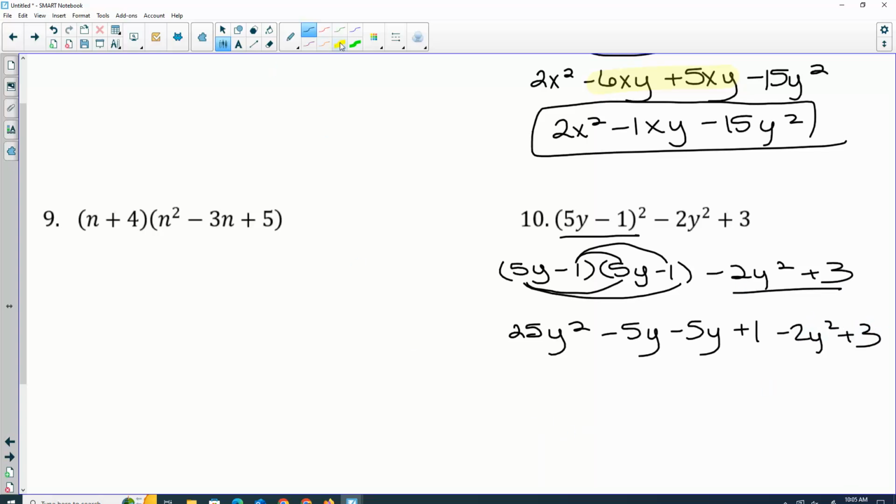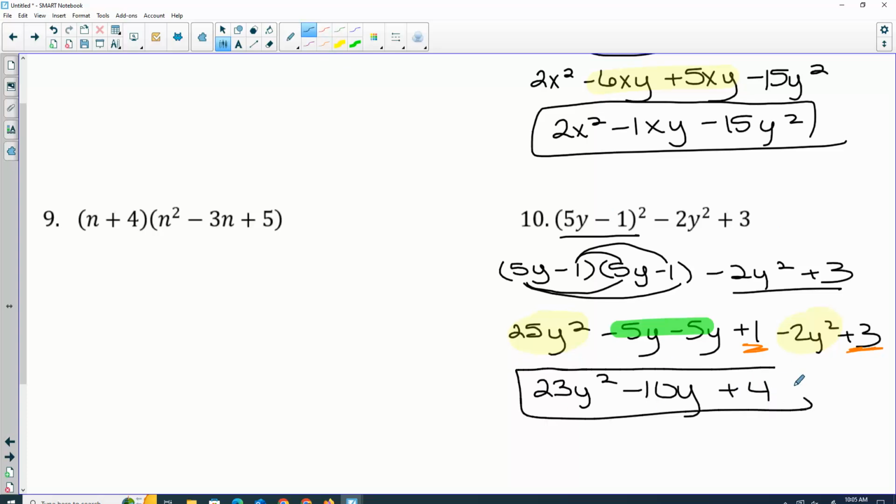So now we look for like terms, things that are the same. 25y squared and -2y squared. So 25 minus 2 is 23y squared. -5y plus -5y would be -10y. 1 plus 3 is +4.